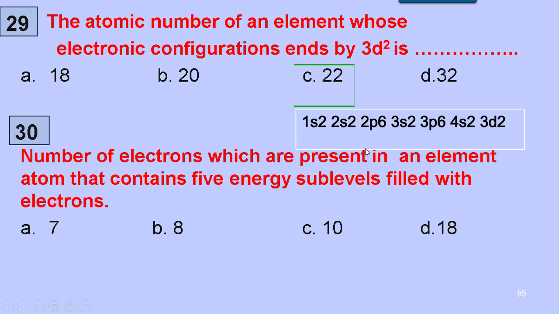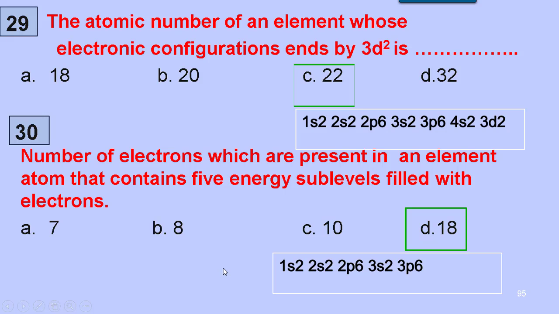Number of electrons which are present in an element atom that contain 5 energy sublevels filled with electrons. Let's make the electronic configuration and count the electrons like the previous example. We have here 5 completely filled sublevels, and by counting the electrons in all of them, we can find that the atomic number equals 18.